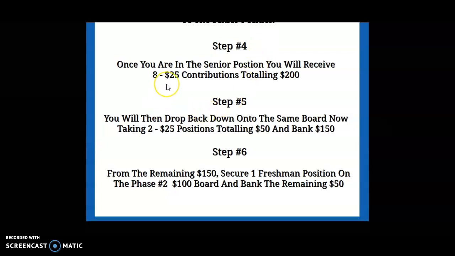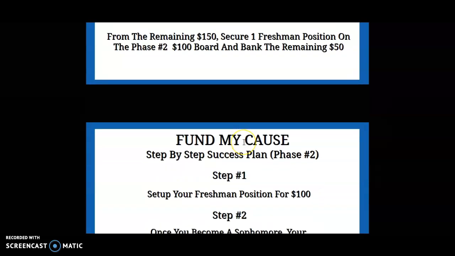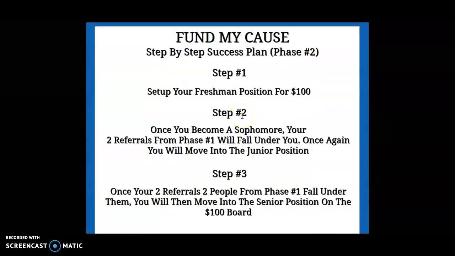So now phase 1 is running. You have 2 positions on phase 1, right? And from that $150, you put that $100 over there on the $100 board in phase 2. That leaves you $50. That's yours to spend. So you've got your money back for coming in, plus a little profit. But now it's getting ready to get major, okay?